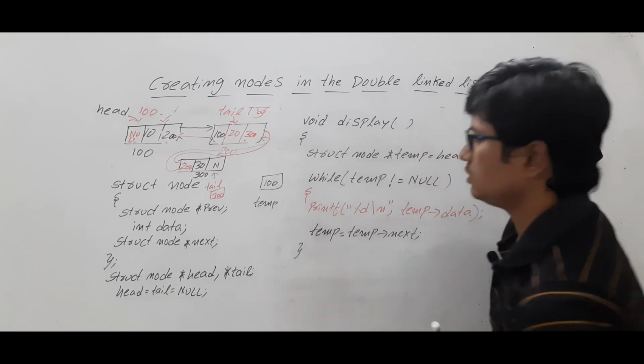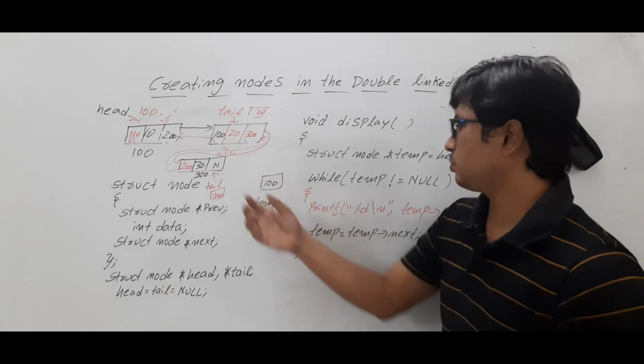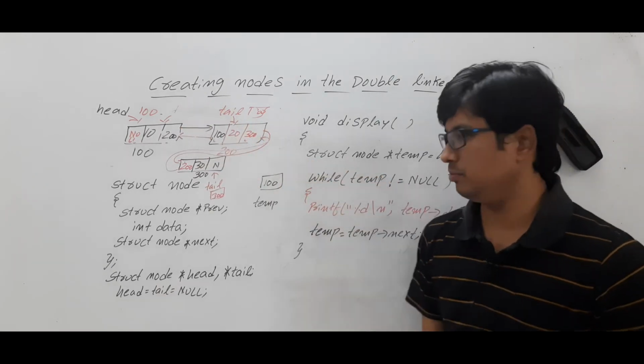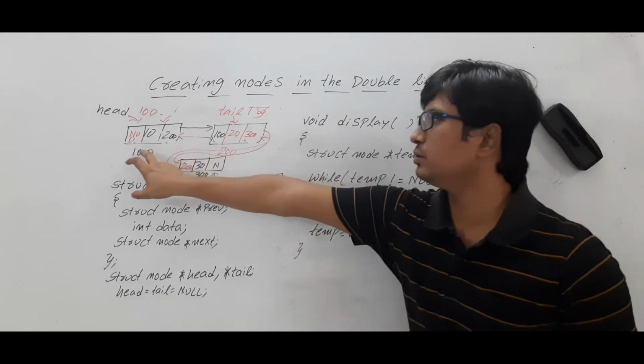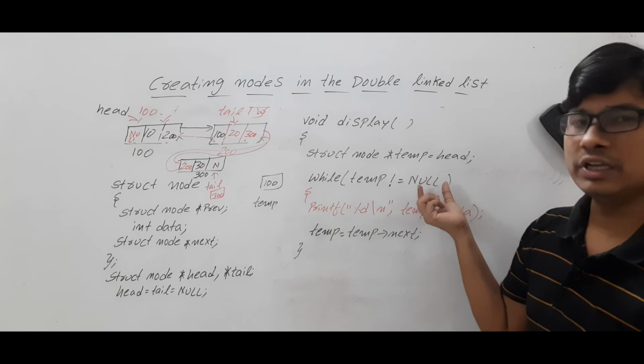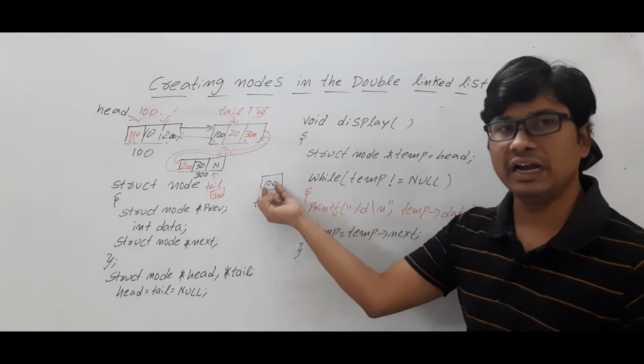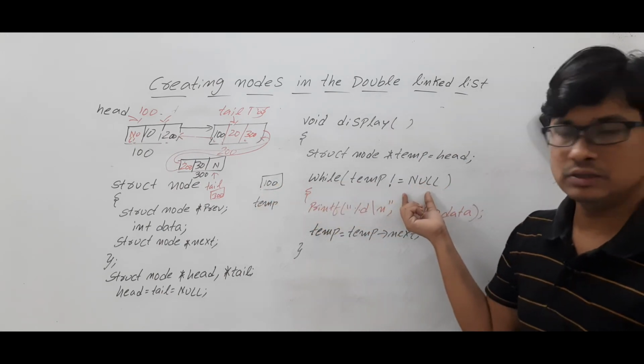Let me trace this program with the help of this example. Initially temp has the value 100, so it is pointing to this node. While temp not equal to null: temp contains 100, and 100 is not equal to null. So this condition is true.